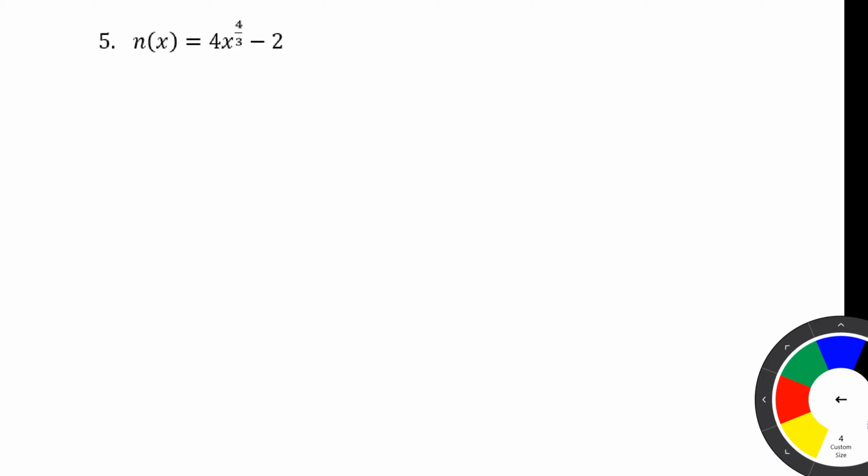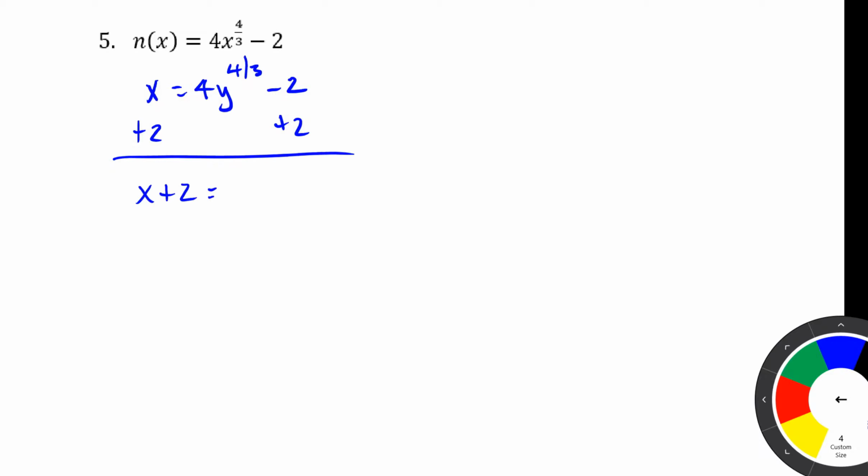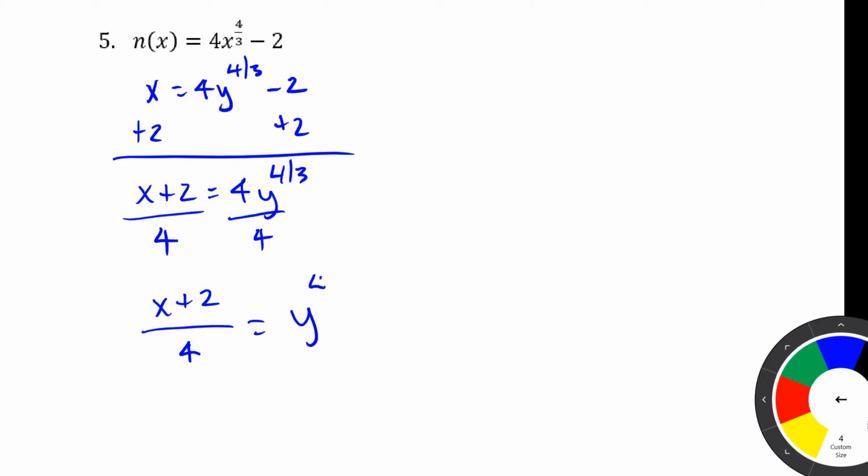Number 5 is a little tricky because of the exponent that's given there. So if we first switch by making the x and y in the opposite spot, same thing, we want to try and get the term with y by itself. So I want to move that 2 and I want to divide by 4. So I'm going to add 2 to both sides. So x plus 2 equals 4y to the 4/3 power. Then I'm going to divide both sides by 4. So that's going to give me x plus 2 over 4 equals y to the 4/3 power.